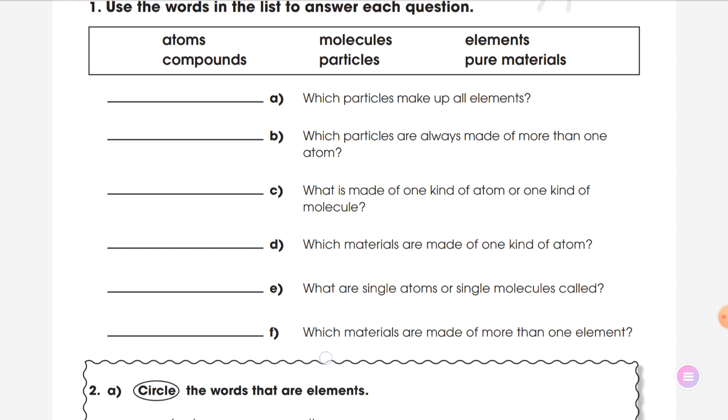C, what is made of one kind of atom or one kind of molecule? This was new to us yesterday. Harper? Pure material. Pure materials. And that one you would have had to get from the text. That would not have been anywhere in your prior knowledge. So C was pure materials.